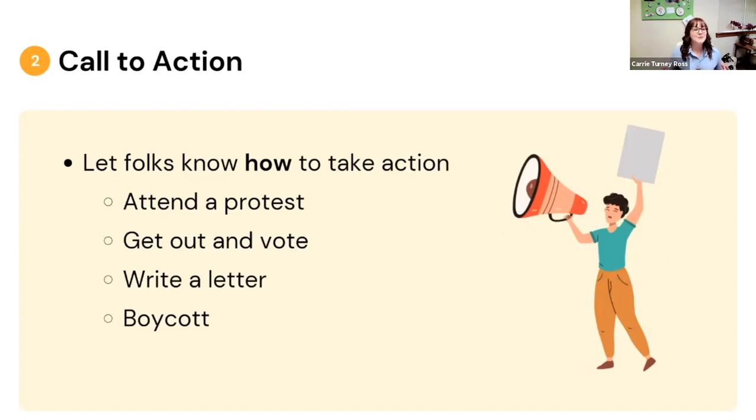Now it's the time for the call to action. You want to let folks know how they can take action. So this is getting them to go beyond just sharing and typing in the hashtag. So you're calling folks to attend a protest, to get out and vote, to write a letter, to boycott a company, whatever the action is, you need to make it clear in your social media campaign. And it could be multiple things, but make that clear as well.